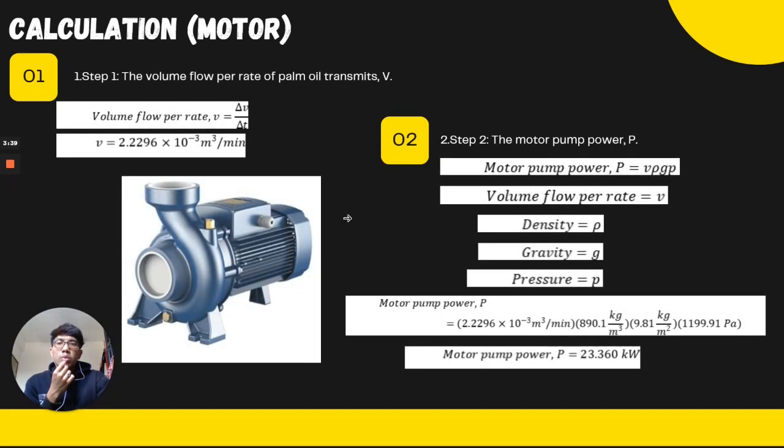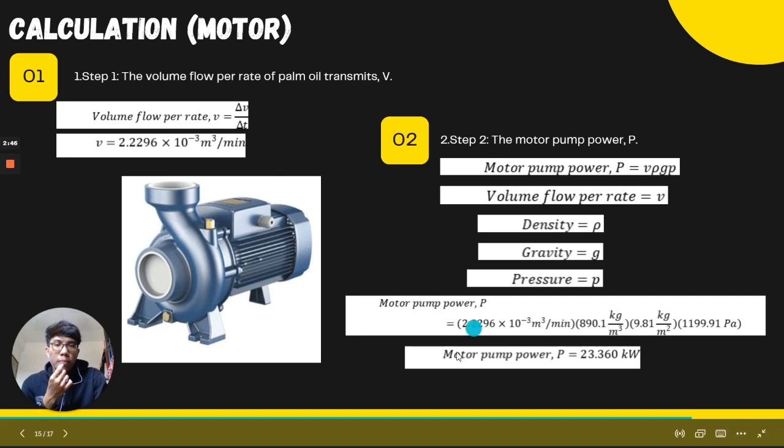Okay, next we go through the calculation for the motor. Motor pump power: the motor pump power P equals V rho G P, where rho is density, G is gravity, and P is pressure. And then we get the motor pump power equal to 23.360 kilowatt.